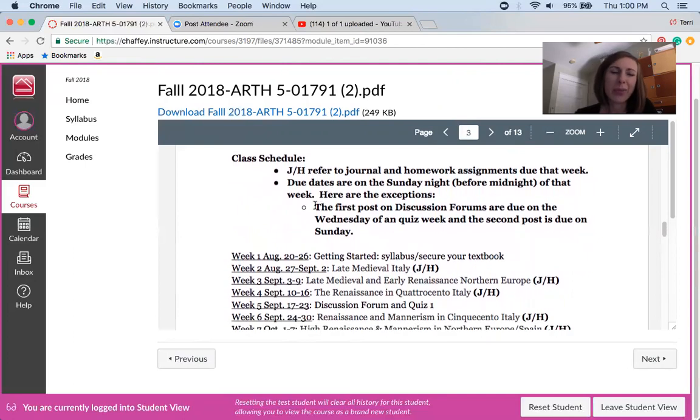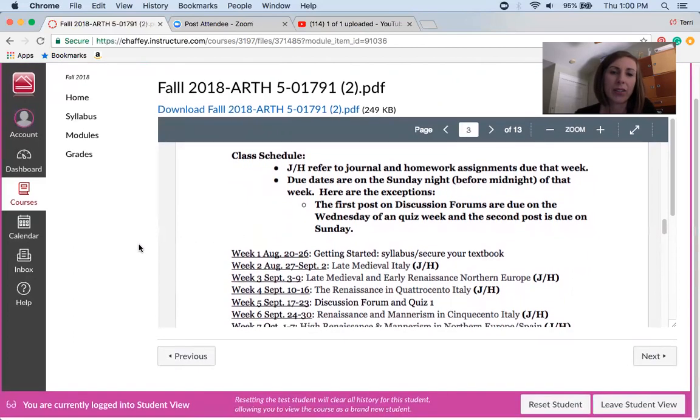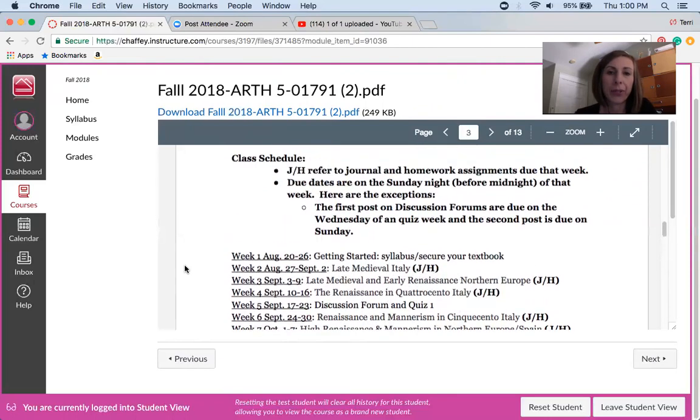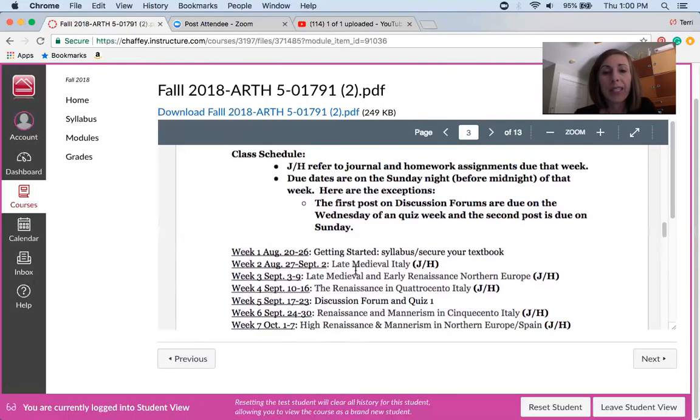Here's the schedule. You probably won't end up coming to the syllabus for this because all the due dates are put into Canvas for you. Every week is kind of the same. I like to keep things regular. It helps you to not miss due dates. For the most part, you do a journal and a homework every week. The journal is on Wednesday, and the homework is due on Sunday.